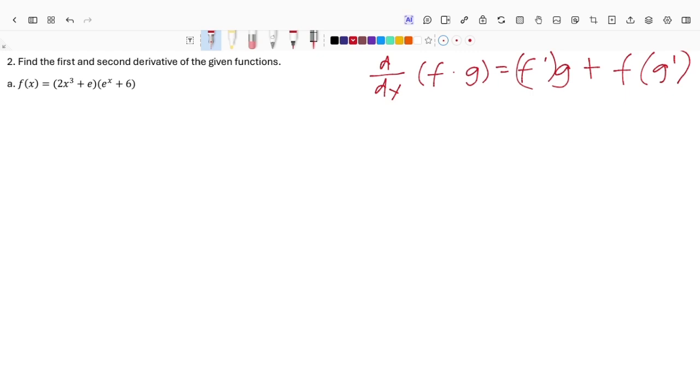Here, we will let our f be 2x cubed plus e to the x, and our g is e to the x plus 6. This is our g, and this is our f. First, let's compute the derivative of our f.